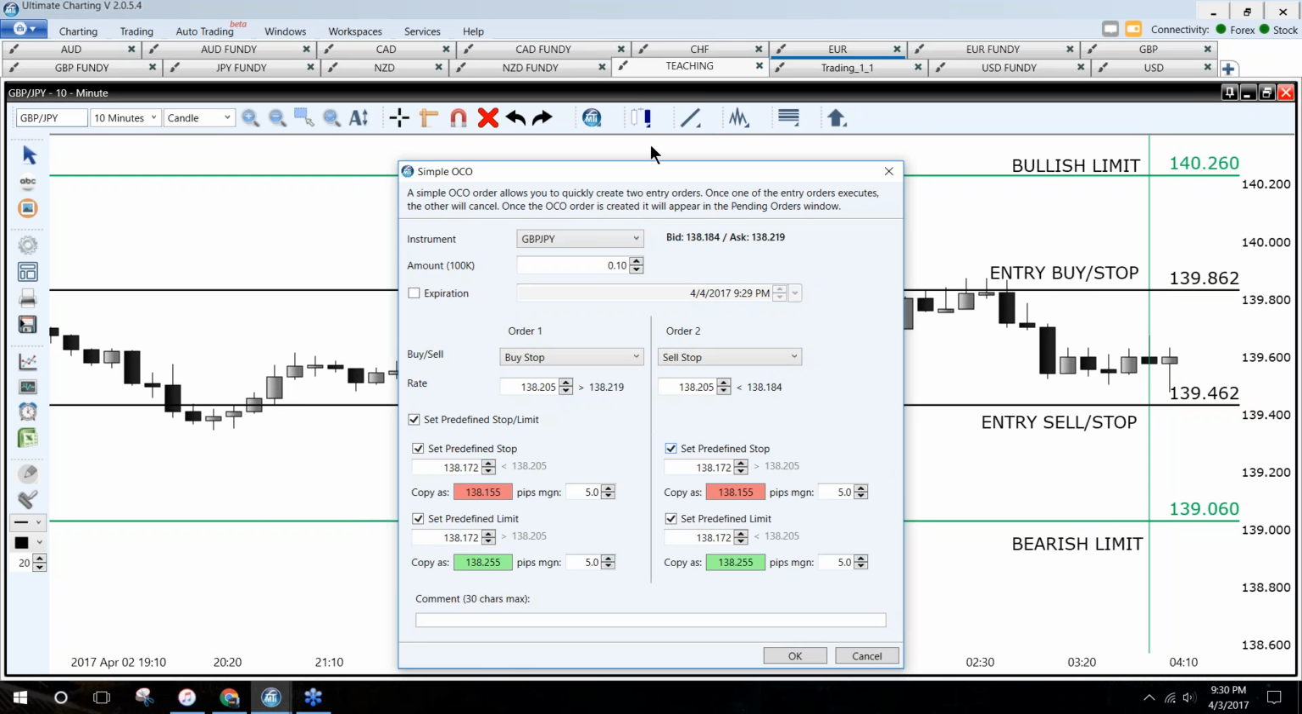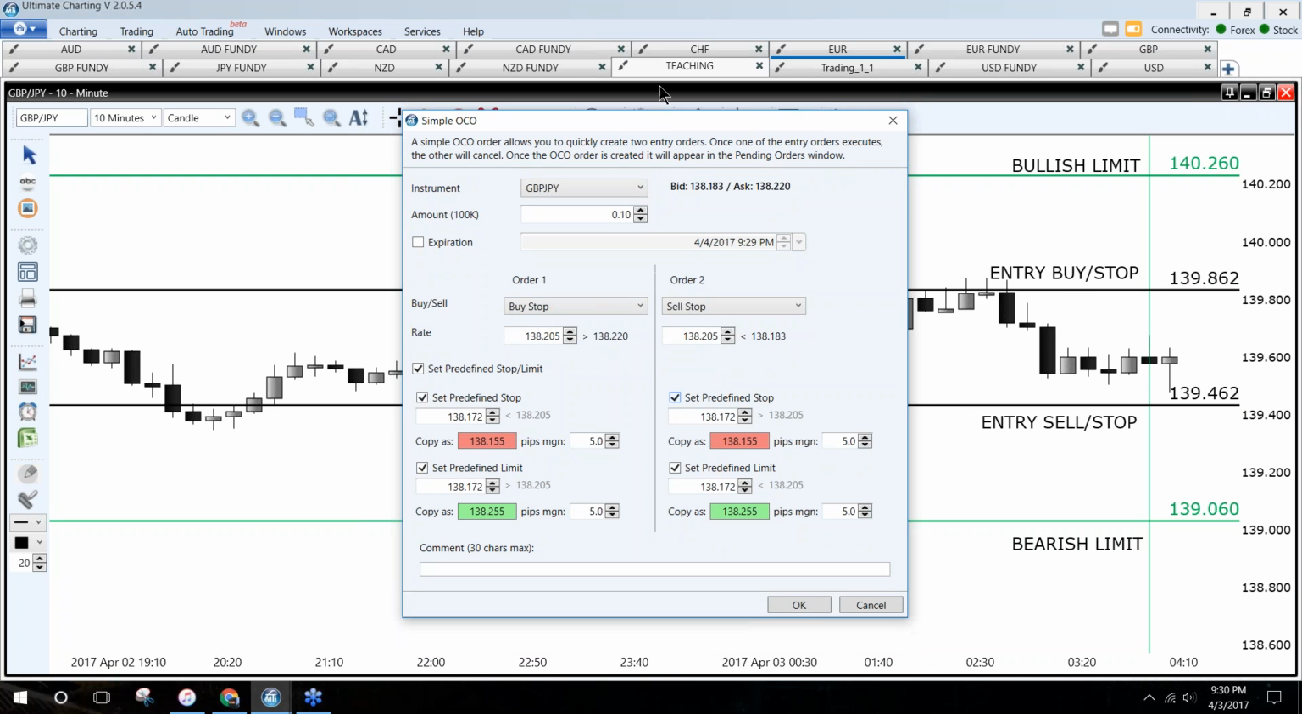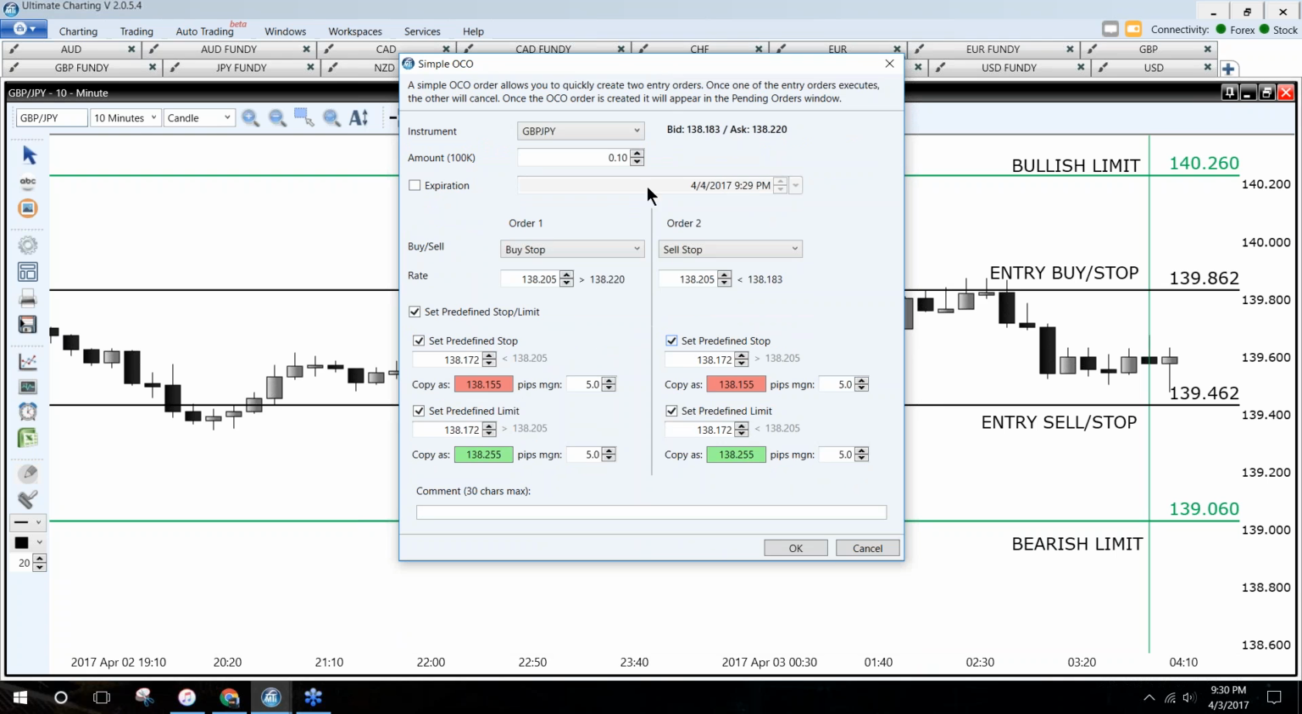All right, so last but not least, the only thing that I had to do then was to fill out the entry prices, stop losses, and limits. So for the bullish entry price, that would go right here, the entry buy price of 139.86. The stop loss price of 139.46. And then the bullish limit price of 140.26.